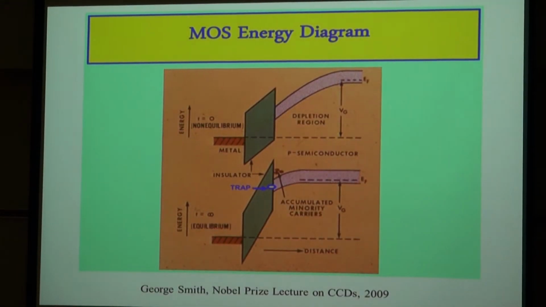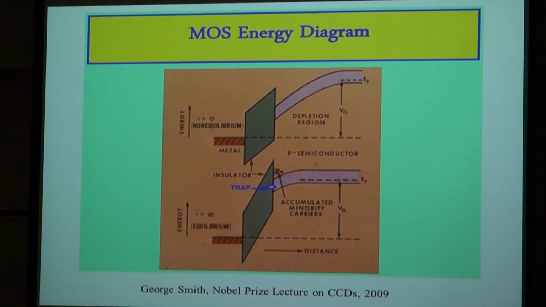If you talk to George Smith, one of the guys who invented the CCD, he said inventing that CCD took an afternoon. Management came down. In those days, there were people making magnetic bubble memories, which shifted a magnetic bubble around. Management said, hey, we need something like that in a semiconductor. So George Smith and Bill Boyle did it, and he said it took about an afternoon.